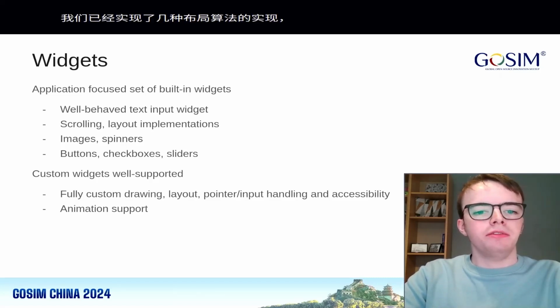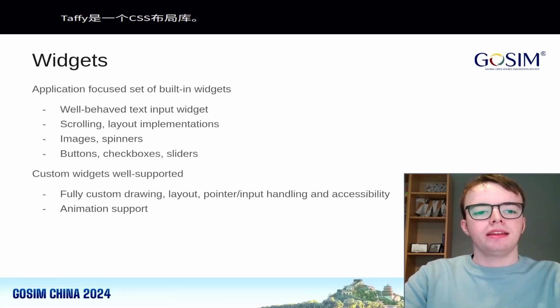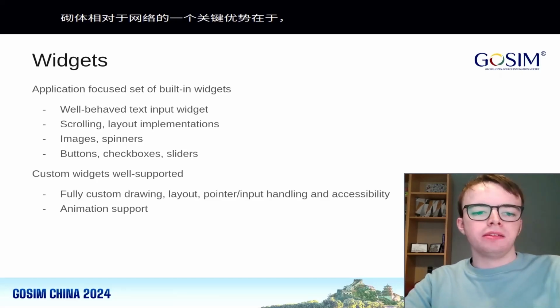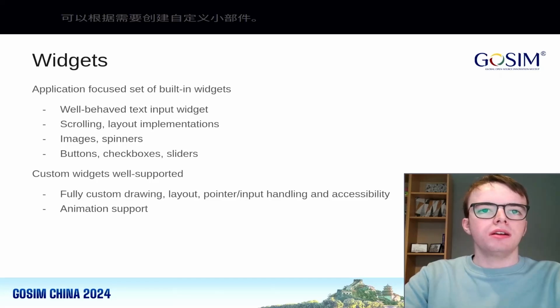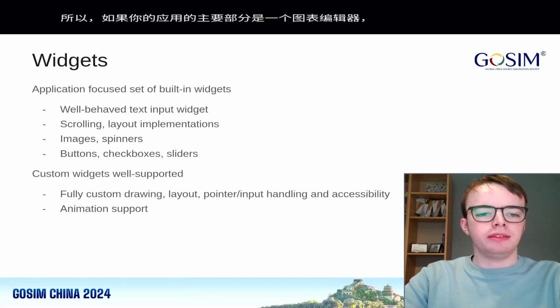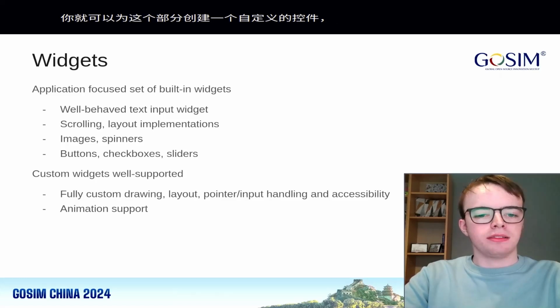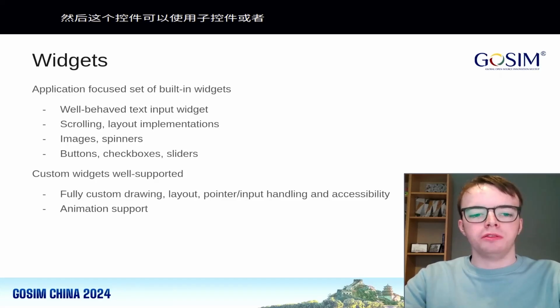A key advantage of Masonry over the web is the ability to create custom widgets when needed. This is especially useful for the key unique components of your apps, so if the main part of your app is a graph editor, you would be able to create a custom widget for that section, which can then use child widgets or normal Masonry widgets. These would have full access to our high-performance 2D graphics renderer and can fully customize all behavior of the widget and the placement of their child widgets.